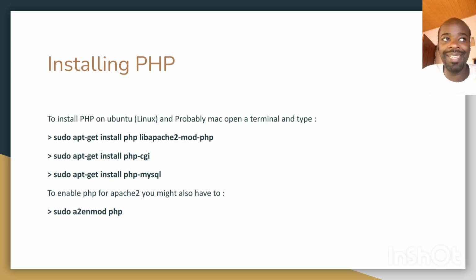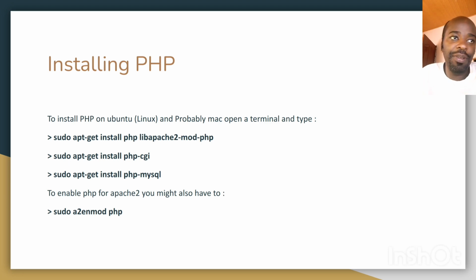So these are three commands right there: apt-get install php libapache2-mod-php, apt-get install php-cgi, apt-get install php-mysql. Easy, it's right there on the screen. You just have to type the commands as they are.